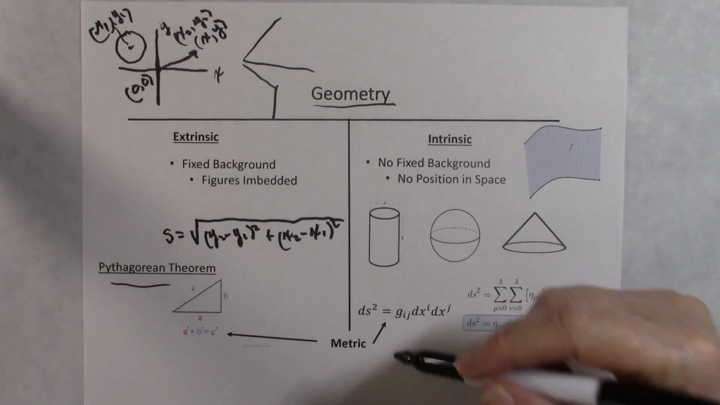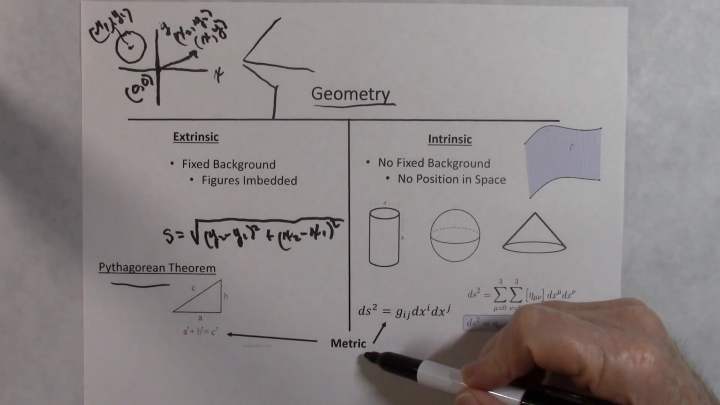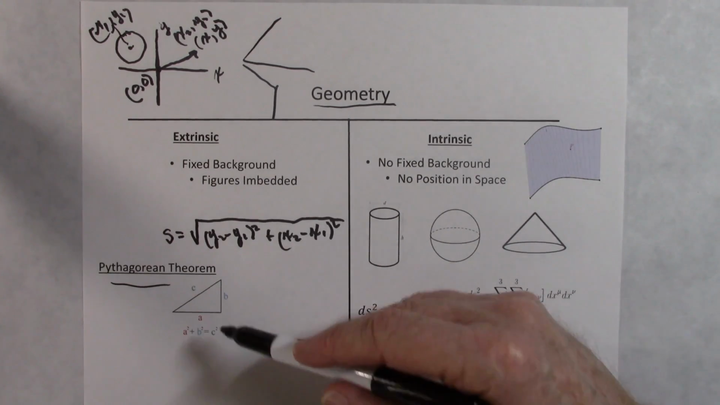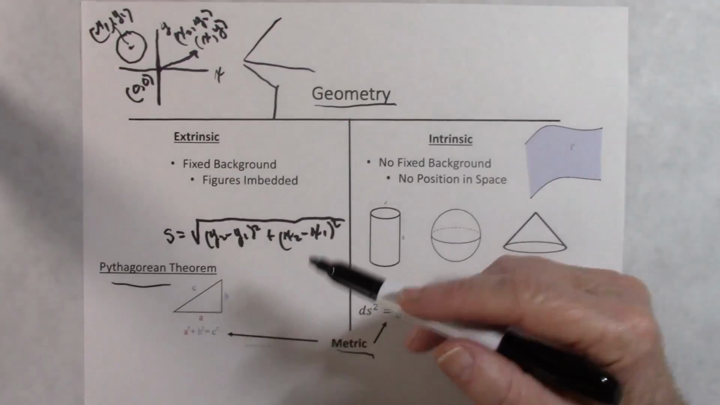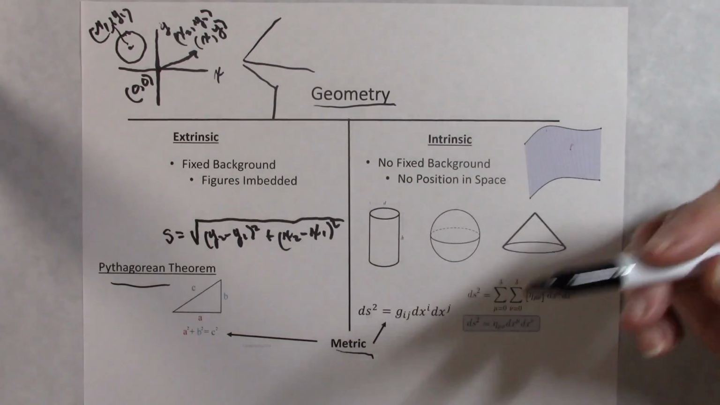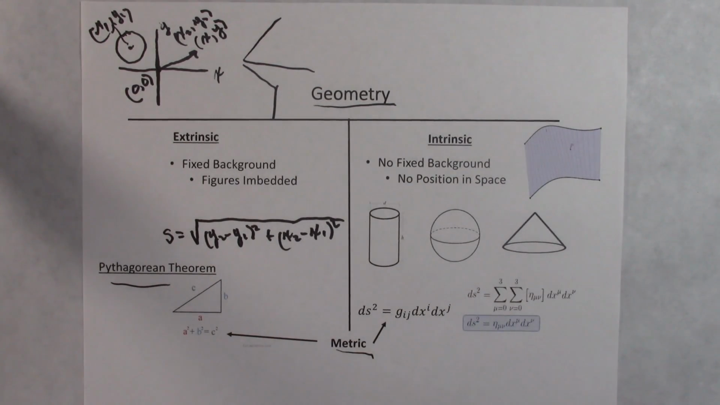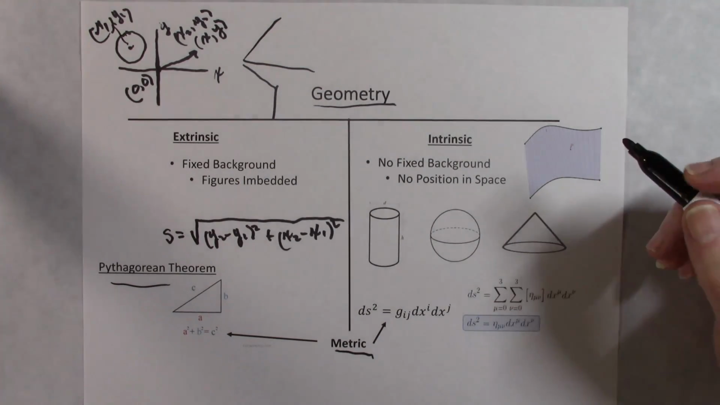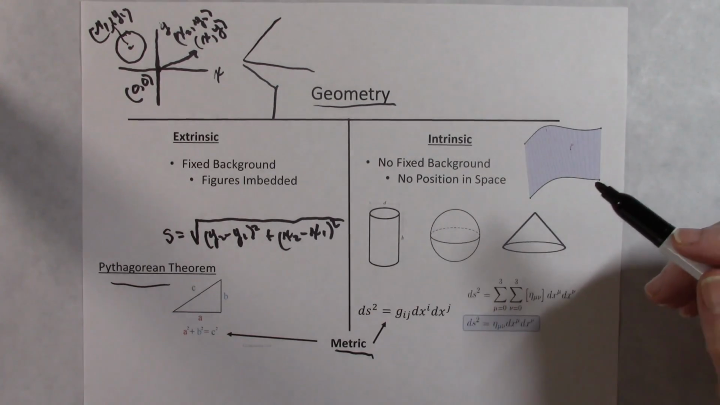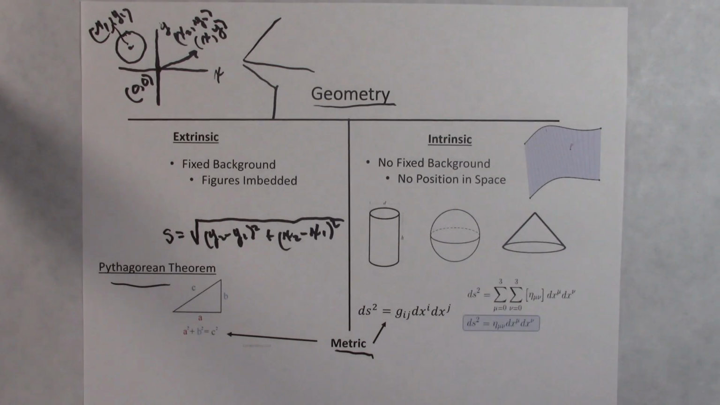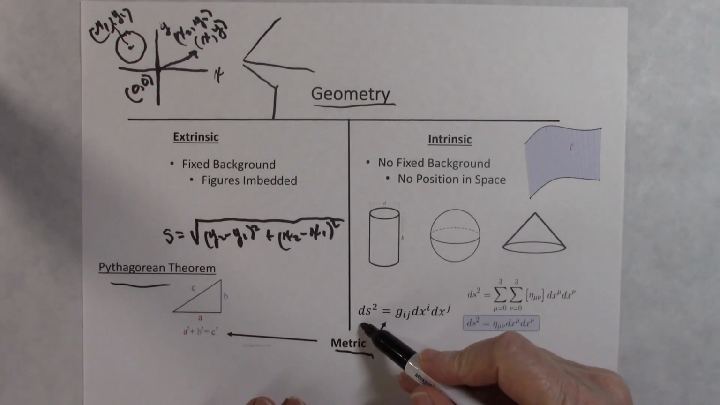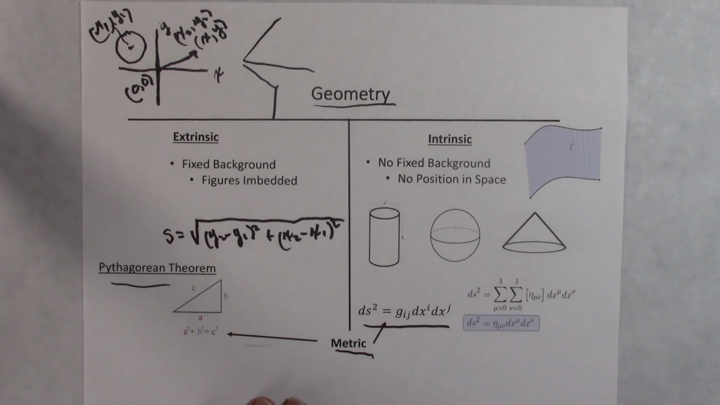So if you hear physicists use the term metric, they're referring to some way in any kind of geometry to measure distance. We have to be able to do that, or we can't really talk about geometries, or we can't really do physics at all. Now, what about intrinsic geometry? Well, do we have a metric for it? Yes, we do. This is the metric for intrinsic geometries.